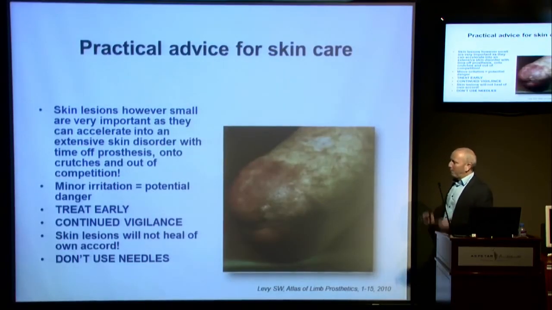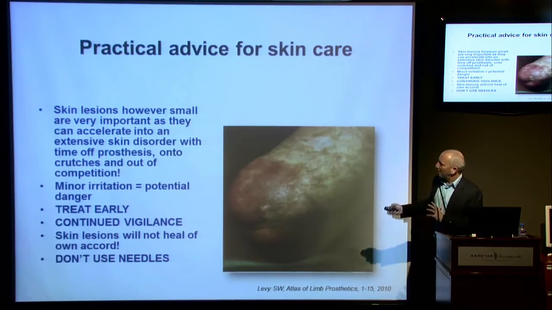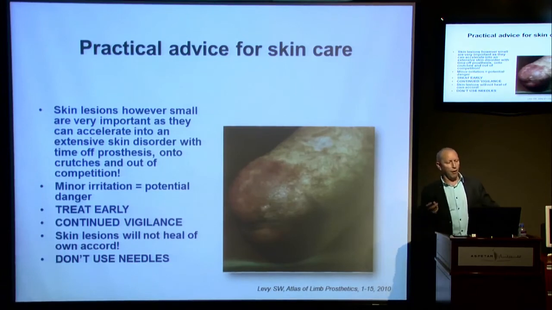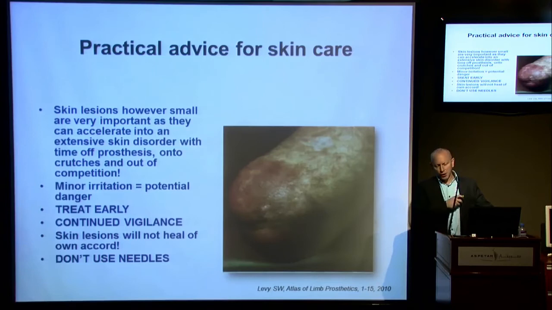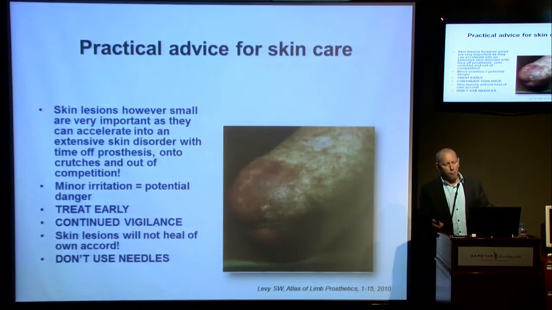So the big take-home message that I want to give you is that skin lesions that occur on a stump, however small, are very, very important, because they can just accelerate into an excessive disorder, time off the prosthesis, onto crutches and out of competition. And that's not what we want. So anything minor that happens on a residual limb is a potential danger.